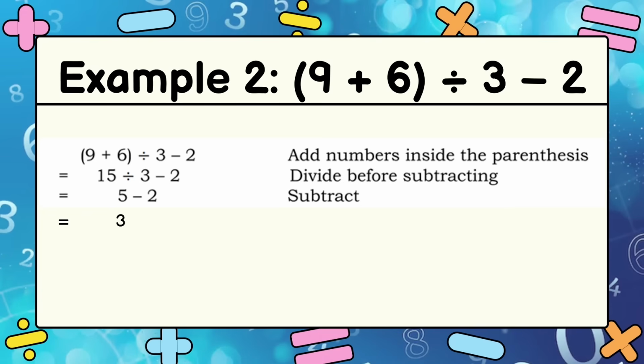Okay, so how about this one? Example 2, open and close parenthesis, 9 plus 6 divided by 3 minus 2. So add first the numbers inside the parenthesis. Okay, so 9 plus 6, it's 15. Down natin yung 15, then i-copy natin yung other numbers, and then divide before subtracting. So 15 divided by 3 is 5. Bring down yung 2, and then let's proceed on subtraction. 5 minus 2 is equals to 3.